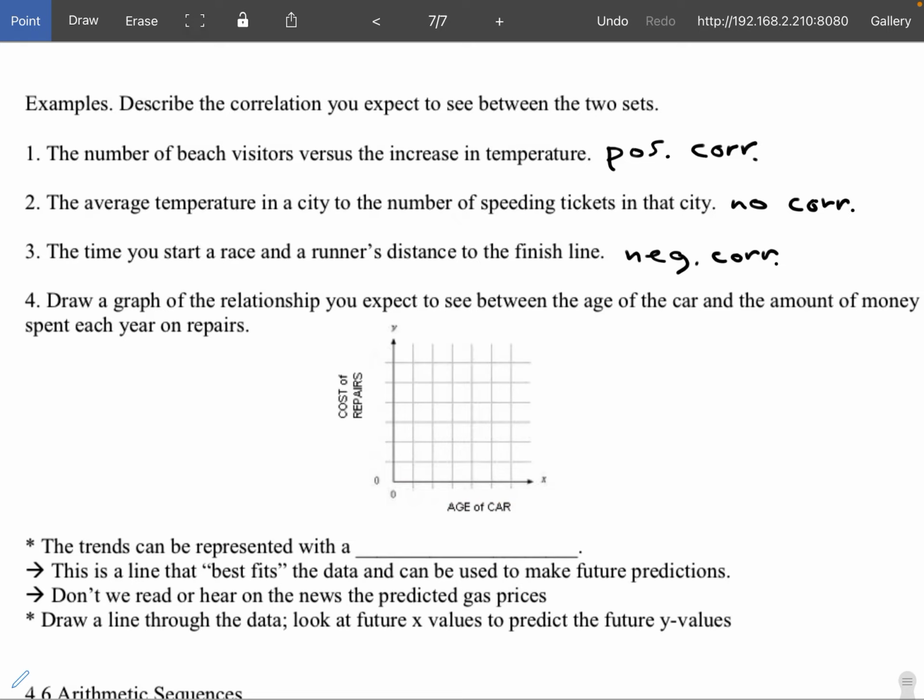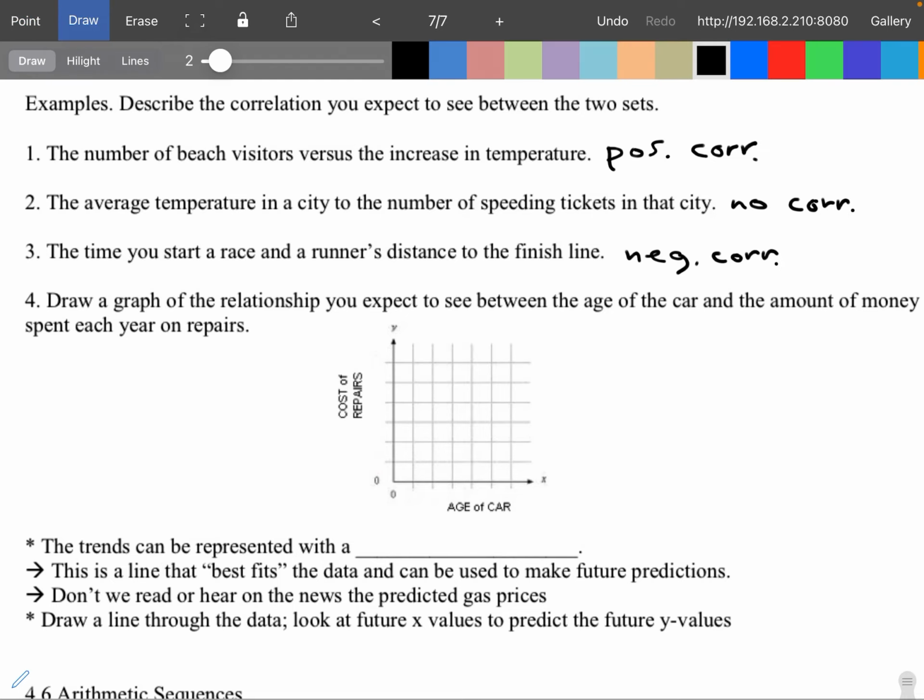Now this next one, we just have to make up a scatter plot. What do you think is going to happen as the age of the car increases here on the x-axis? What do you think is going to happen to the cost of the repairs, Ryan? It's going to go up. Now if it had been the age of the car versus the amount of money the car is worth, it would have decreased, right? The value of the car would have gone down. But this one, the cost of the repairs as the car gets older goes up.